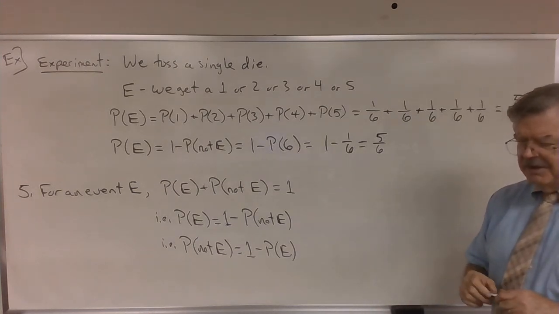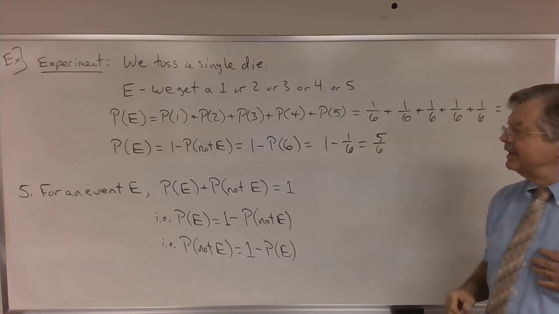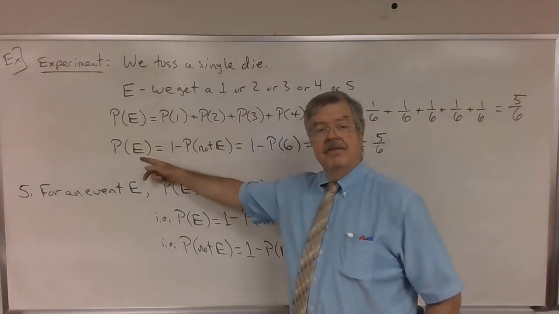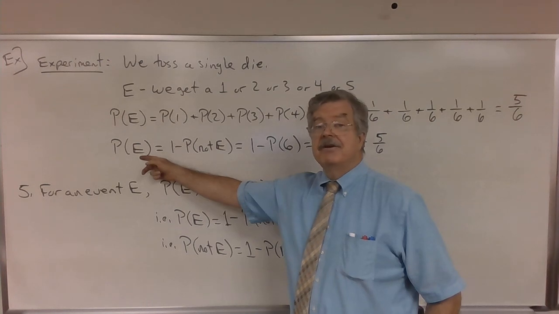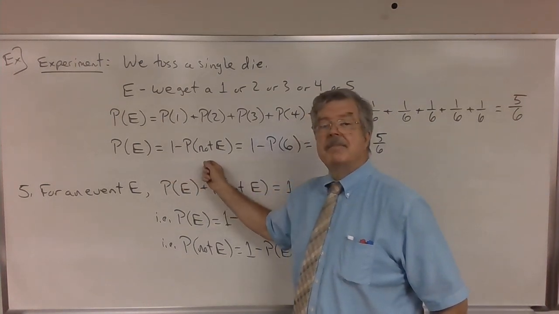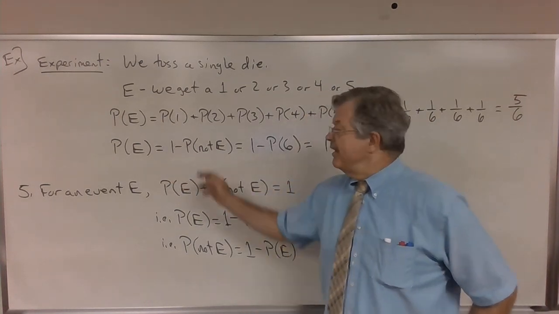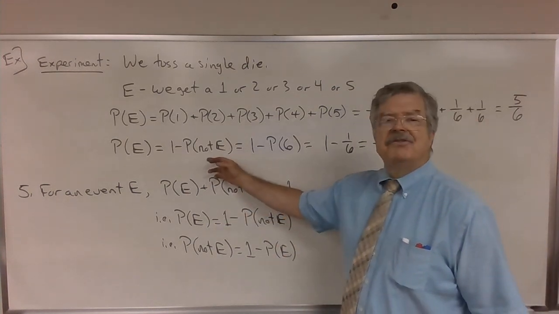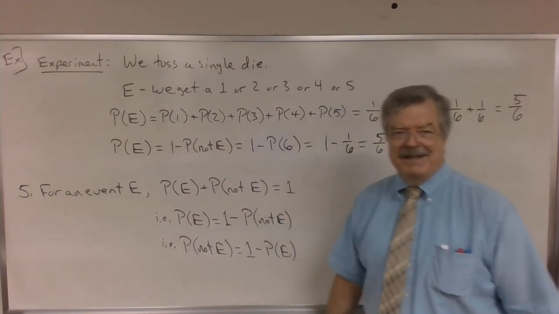And as we get deeper into probability, this kind of trick, the probability that an event occurs is 1 minus the probability that it doesn't occur, is going to be very handy at times.